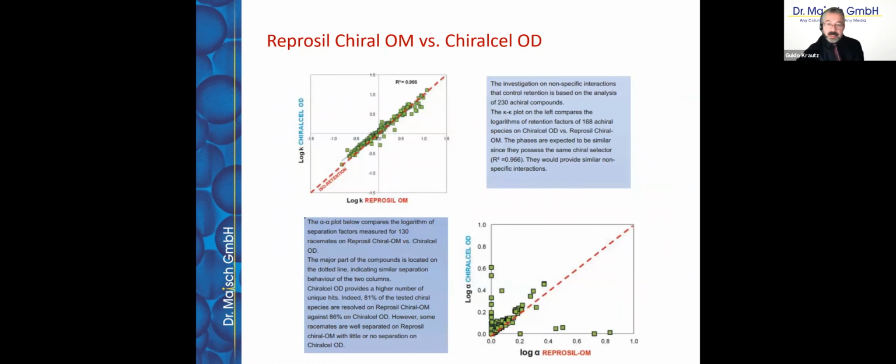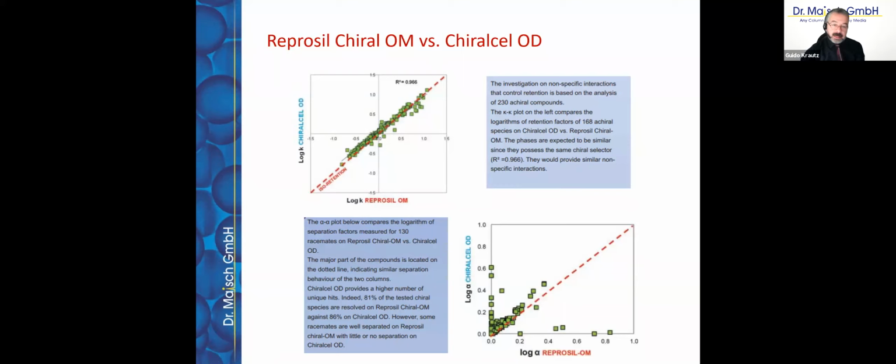So this is from a study from the University of Orléans, which compared ReproSil Chiral OM with Chiralcel OD from DiCell. So in this graph, the retention mechanism was compared. Here you see the log k of ReproSil versus the log k of Chiralcel. And this shows that these two phases have similar non-specific interaction, non-specific because this is achiral, because all the dots here are on this dotted line.